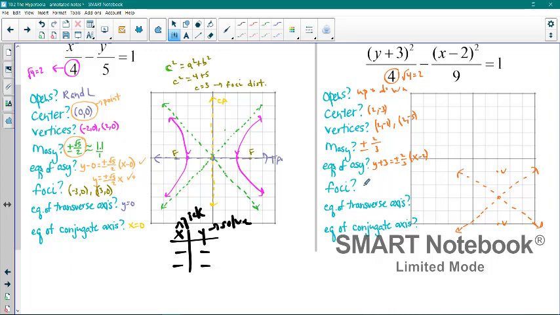The foci will be located at c squared equals a squared plus b squared, or square root of 13. So they are square root of 13 away from the center. Well, the square root of 13 is about 3.6. So from the center, I will count up 1, 2, 3.6. There's a focus. And I will count down 1, 2, 3.6. Another focus. I'll label these points.